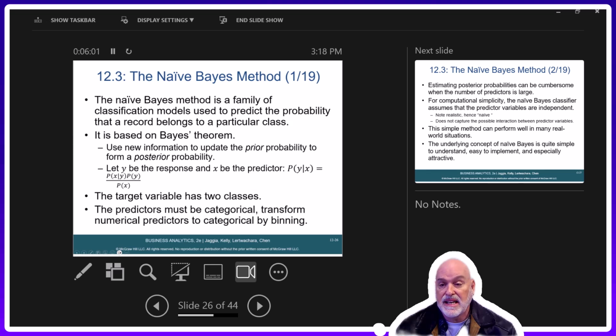The naive Bayes method. The naive Bayes method is a family of classification models used to predict the probability that a record belongs to a particular class. It is based on Bayes' theorem. Use new information to update the prior probability to form a posterior probability. Let Y be the response and X be the predictor, utilizing this formula. The target variable has two classes. The predictors must be categorical. Transform numerical predictors to categorical by binning.